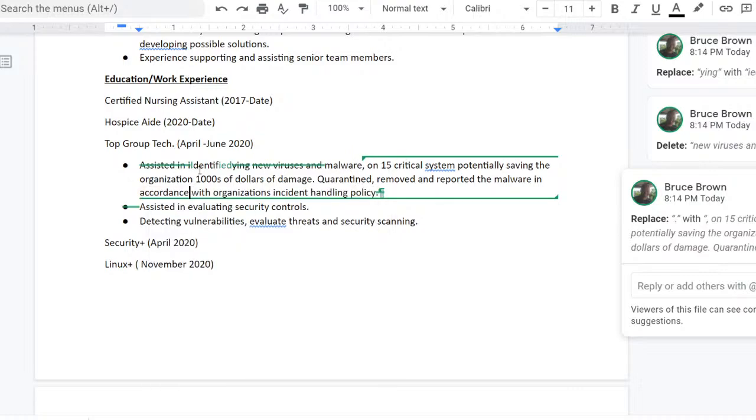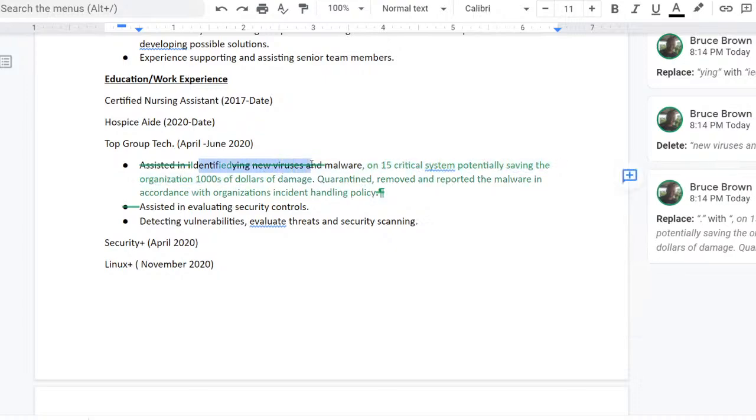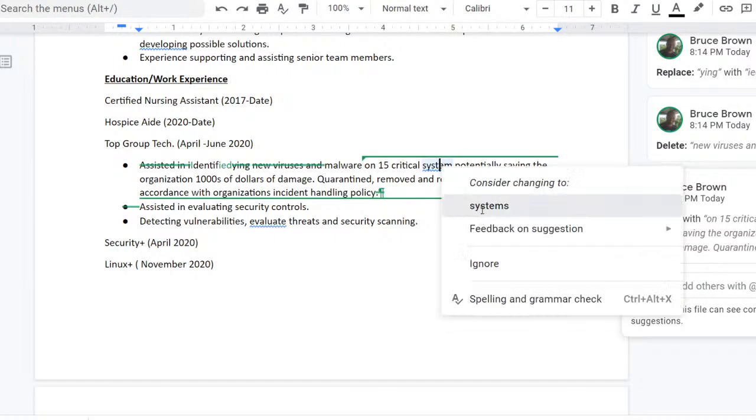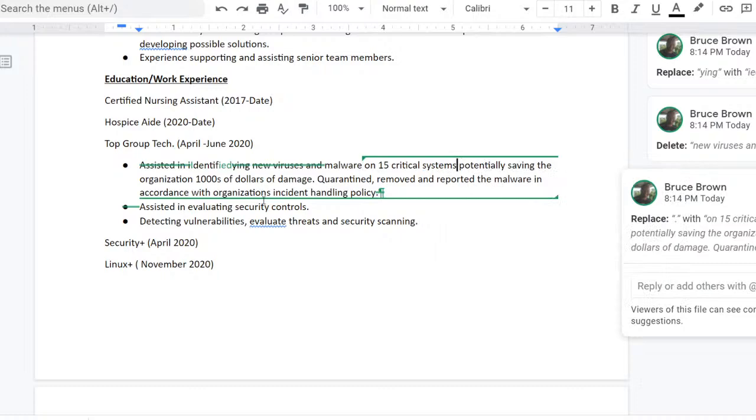What we're doing is tying the thing that she did. She says she removed a malware. What was the impact of that? First of all, what exactly did we do? Removed malware. Let me move this comment, that doesn't make any sense. On 15 critical systems, potentially saving the organization. Here's the impact. Potentially saving the organization. No, not potentially. Let's say saving. And how would you know how much it saved?